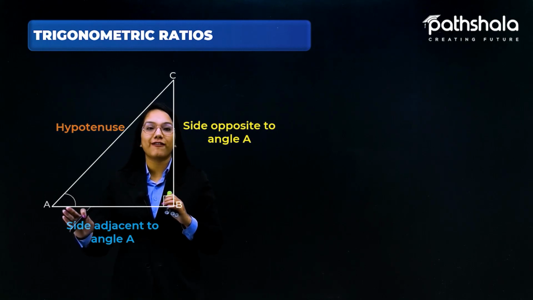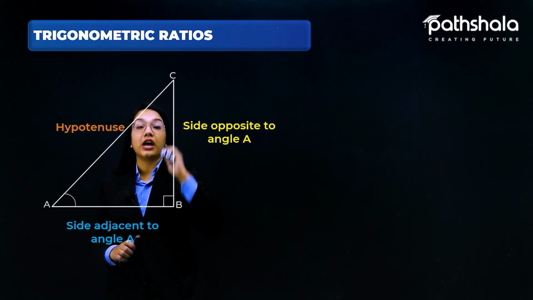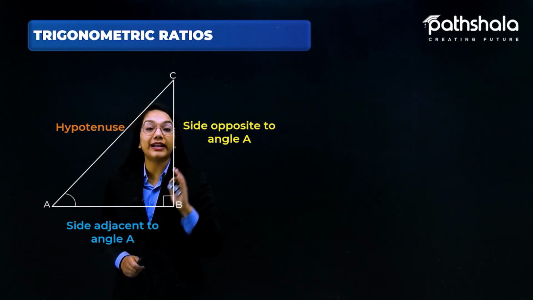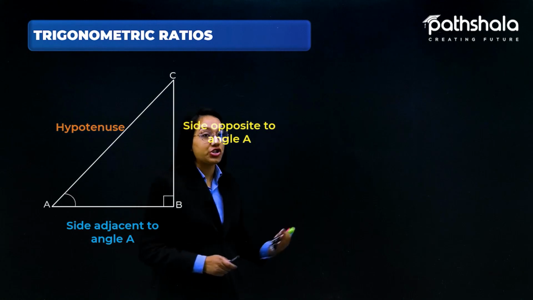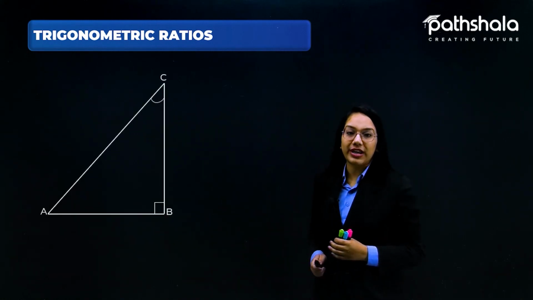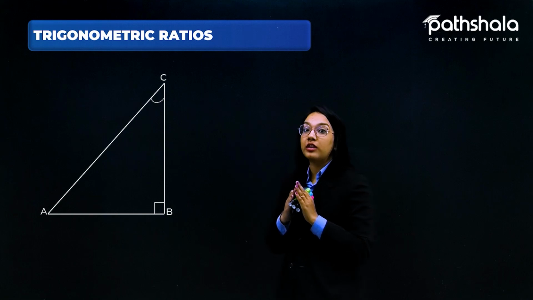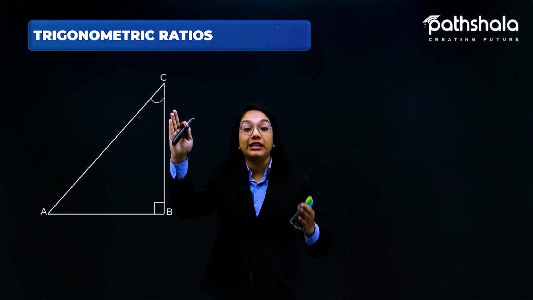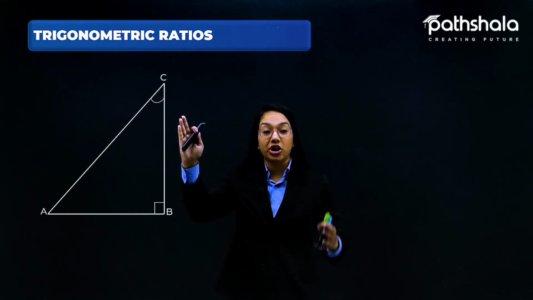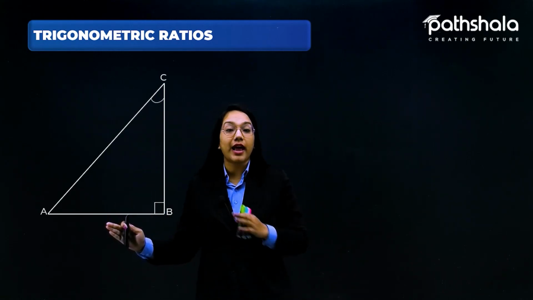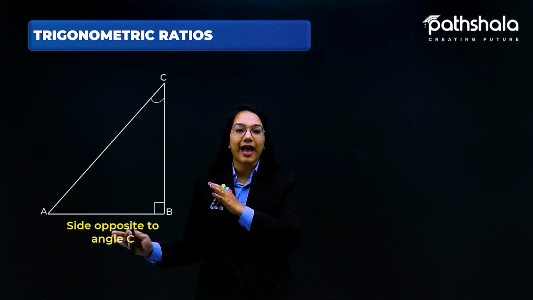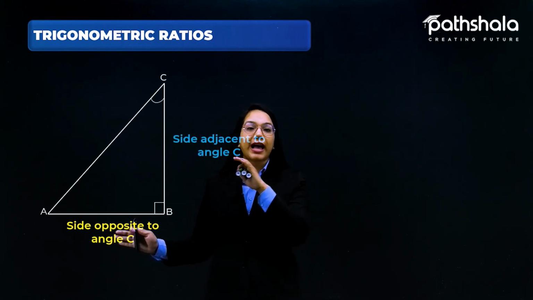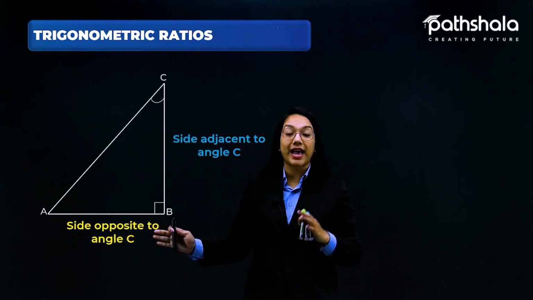But let us suppose if I am taking the angle C, rather than this angle A, then the sides' positions will get interchanged. What does it mean? Let us take this particular triangle. Now you can see that I am taking the angle C. With respect to the angle C, the position of the sides will get changed, meaning this particular side and this particular side are called the side opposite to the angle C, and this side would be called the side which is adjacent to the angle C.